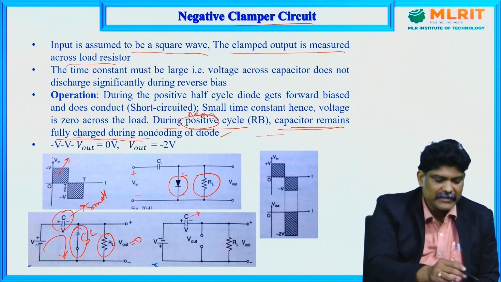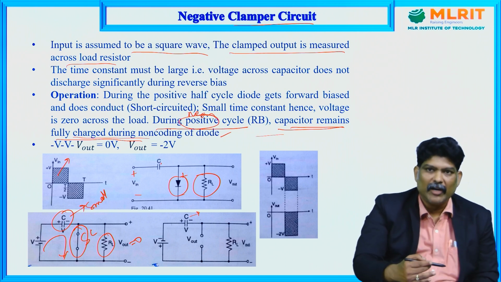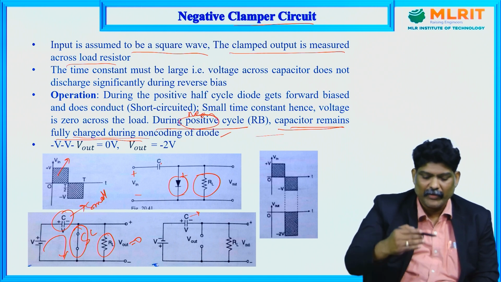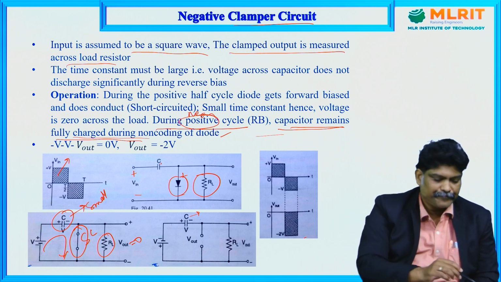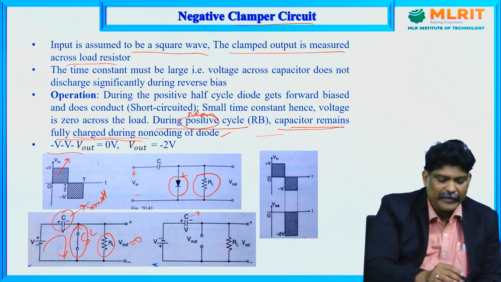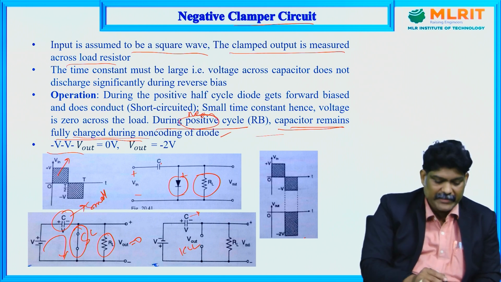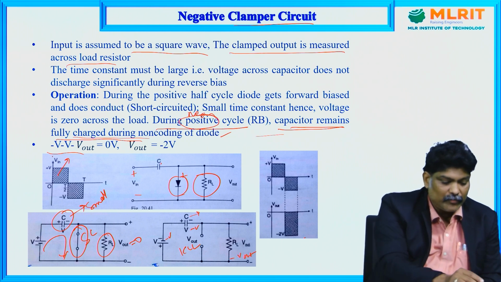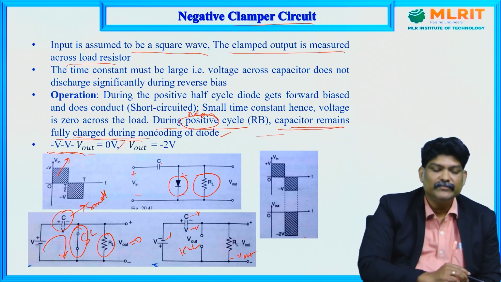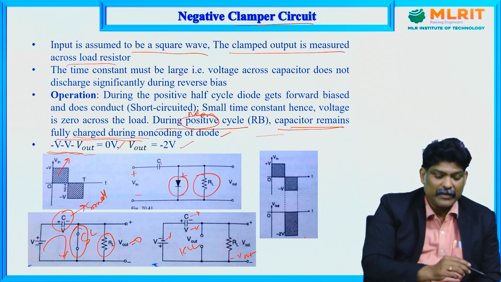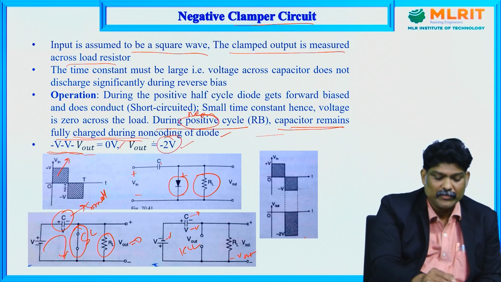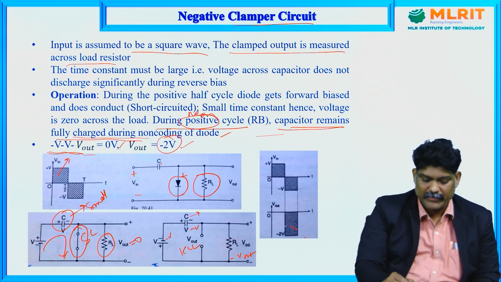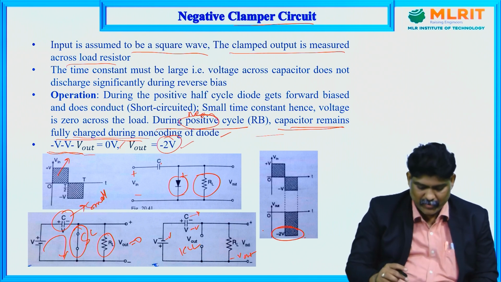Therefore, in this case, negative clamper means the input will be shifted vertically to the negative side. So the total output, if you apply KCL, minus V and minus V out gives you 0 volts. And V out means what? V out is equal to minus 2 volts. So that means the peak voltage increases on the negative side. Okay, I hope you understand this concept of the negative clamper.